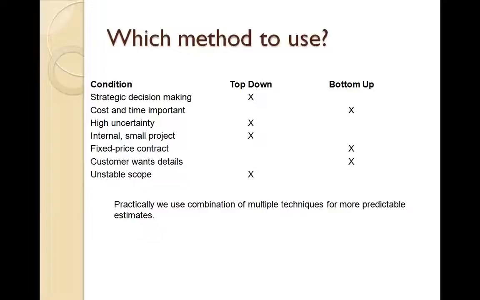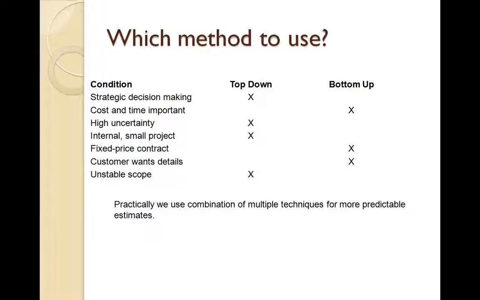If it's a fixed price project, it's always recommended to have bottom-up estimates. You go to the lowest level, identify each and every task, estimate the task and roll up to the higher level. If the customer wants all the details, then also you will have to go to the task level and provide the estimates based on the facts. So you're not talking based on just some expert's opinion or someone's feelings. You are talking with the basis of data and facts.